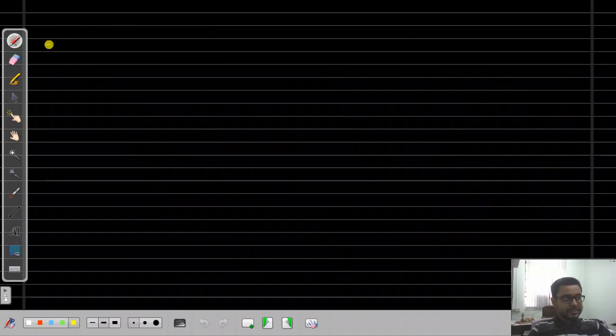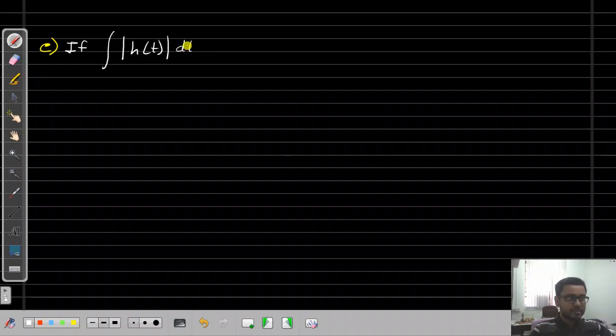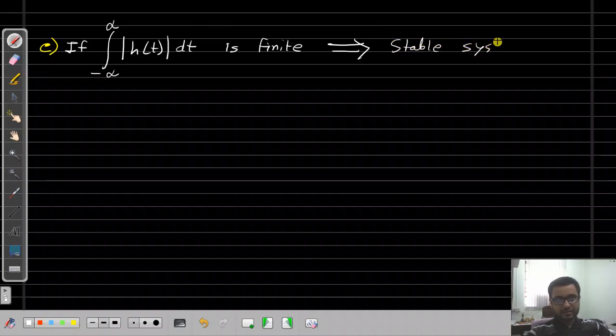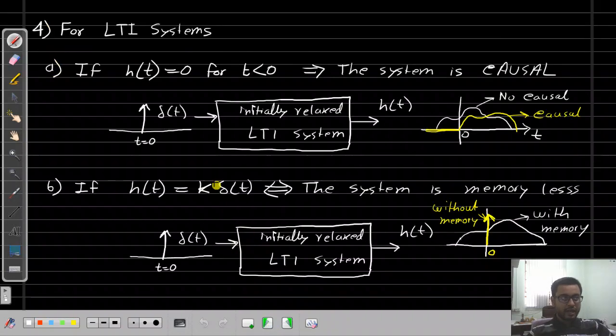Last, C. If the integration of the modulus of the impulse response is finite, that implies a stable system. And if it is not finite, then an unstable system. And these properties are true only for LTI systems.